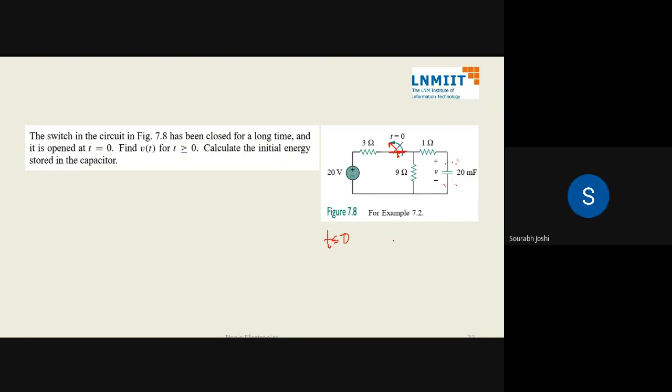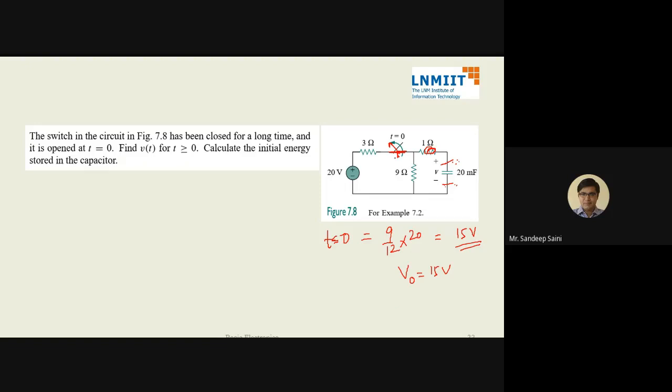We can first find the current in the circuit, and then the voltage across the 9 ohm, which is the same as across the capacitor. It would be 15 by 12 of 20. Is this okay? Yes, sir. So this is the value of V naught. Is it fine?